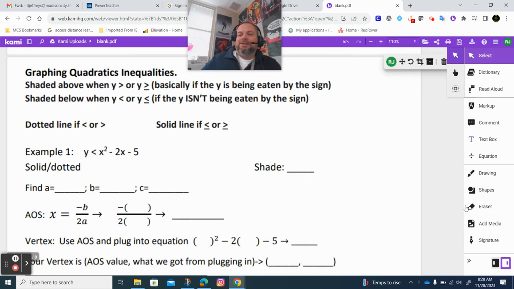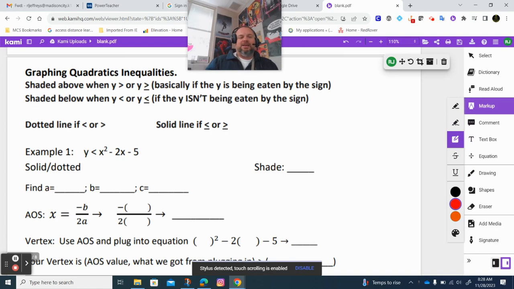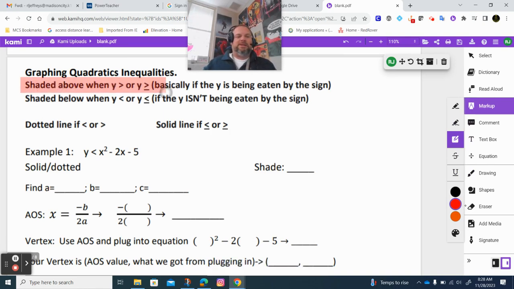All right, so a couple things. This stuff right here is actually what we covered when we did linear inequalities. We're going to shade above the graph when the y is being eaten. Again, I'm telling you all this stuff about the graph, but we're not actually graphing because on the ACT, do you actually have to graph? No. If you were to take an AP math course, do you actually have to graph on an AP math test? No.